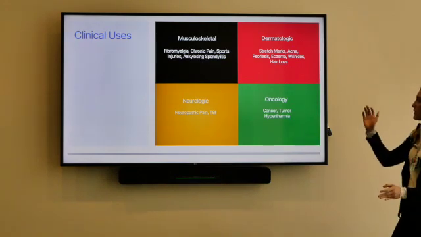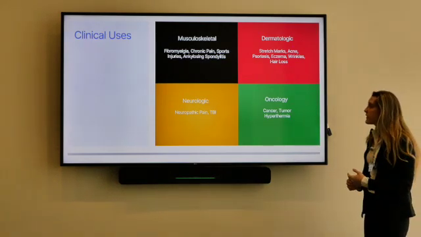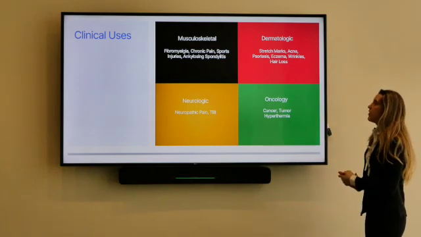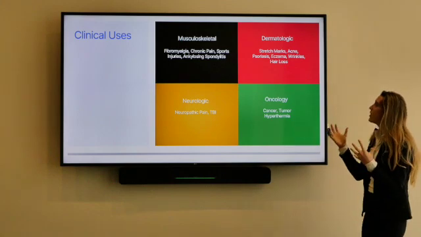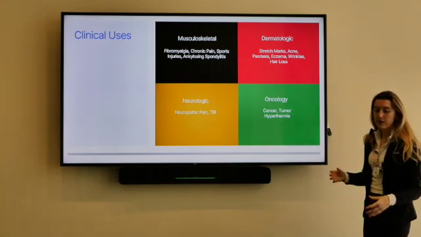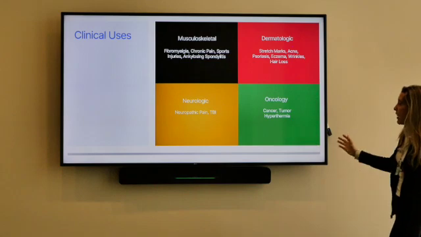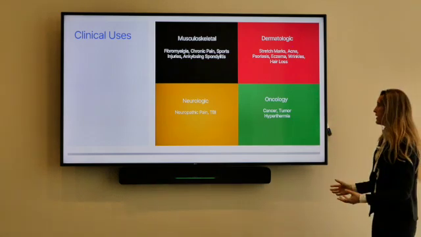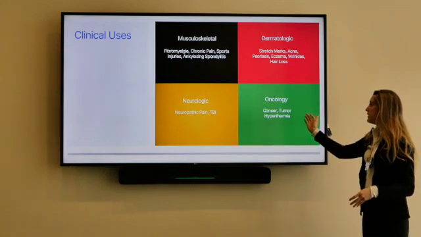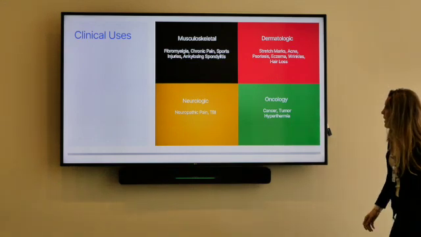And so here are some of the clinical uses. We have musculoskeletal: it's been used in fibromyalgia, chronic pain, and sport injuries. Dermatology, for stretch marks, acne, psoriasis, eczema, wrinkles, and hair loss. Neurological uses, for neuropathic pain and traumatic brain injuries. And then in oncology, it's been used in cancer, tumors, and hyperthermia.